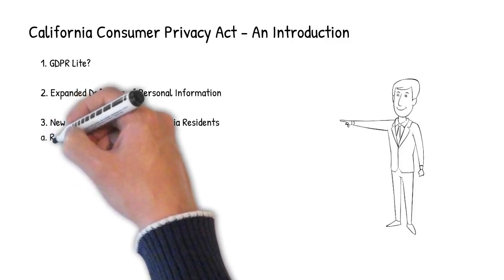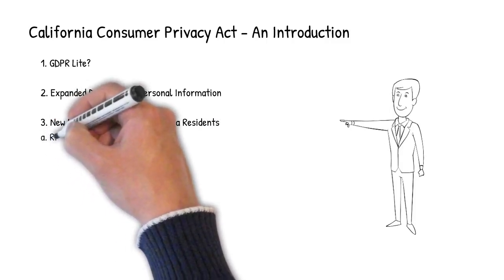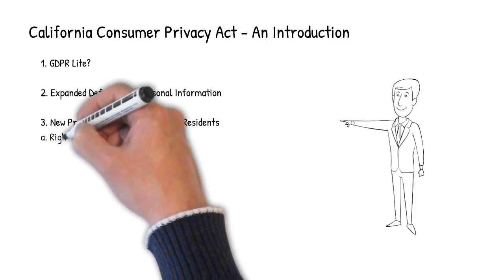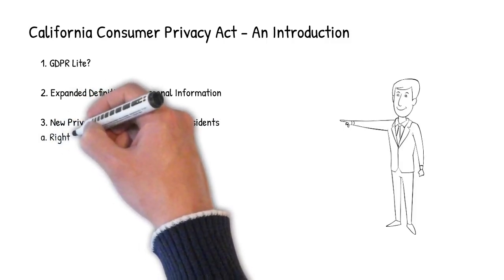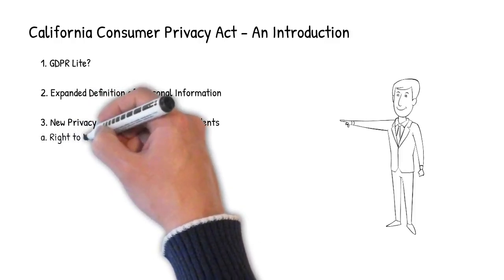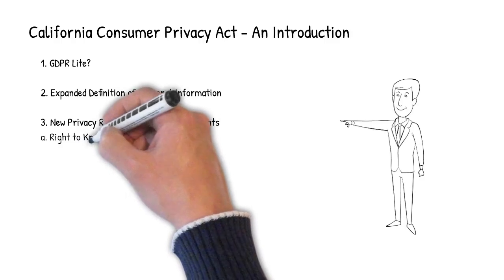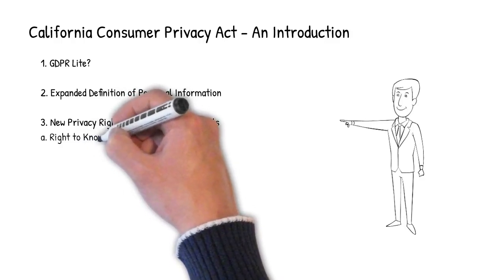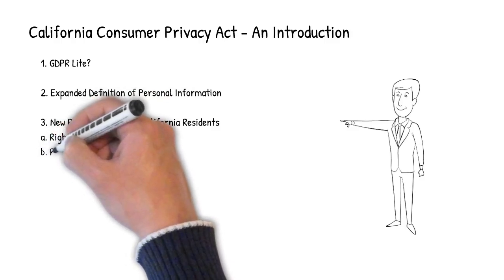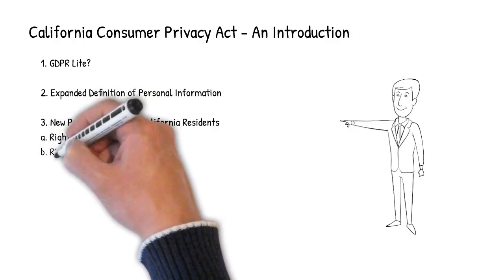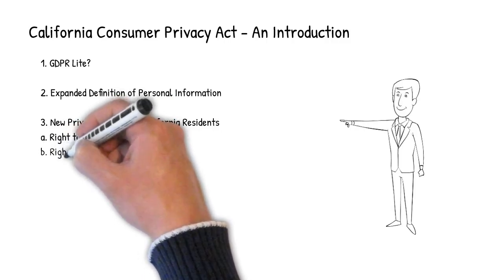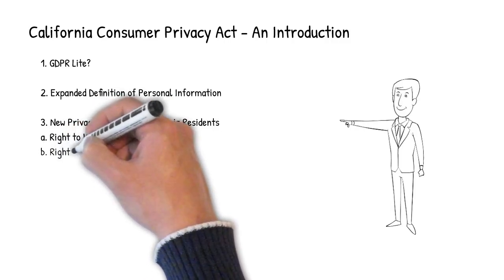So, for instance, under the Act, I'll just read it to you. Personal information is broadly defined to mean, quote, information that identifies, relates to, describes, is capable of being associated with, or could reasonably be linked directly or indirectly with a particular consumer or household. Now, does that seem a bit broad? And the answer is yes. And again, because they're just trying to cover all the different types of technology that can be out there now or could reasonably be created in the very near future.